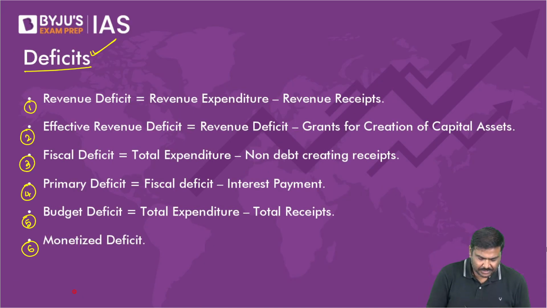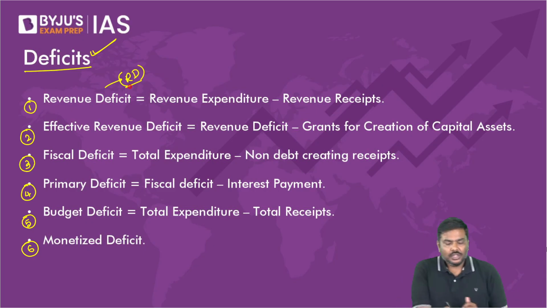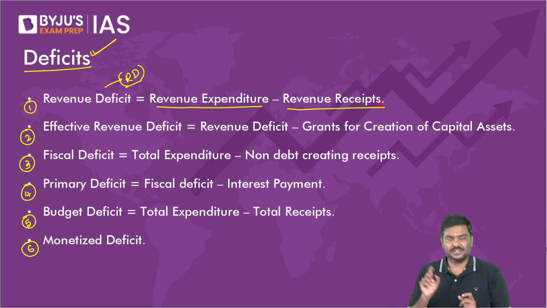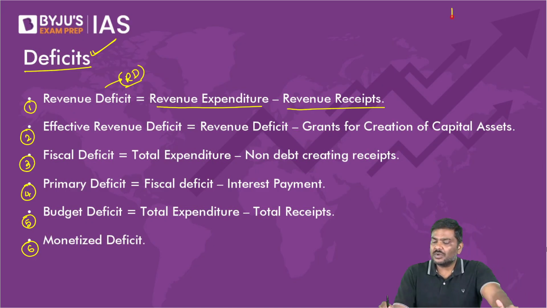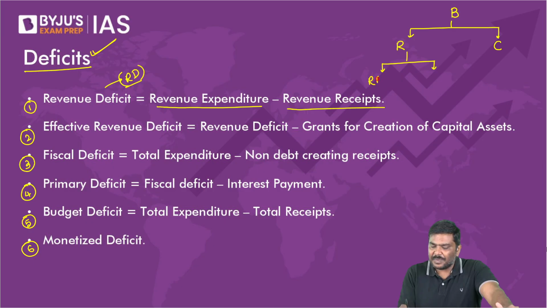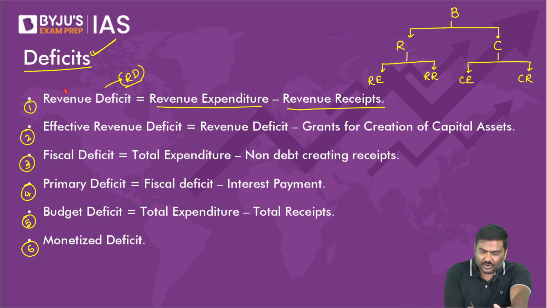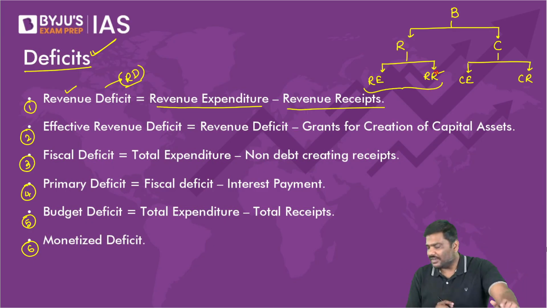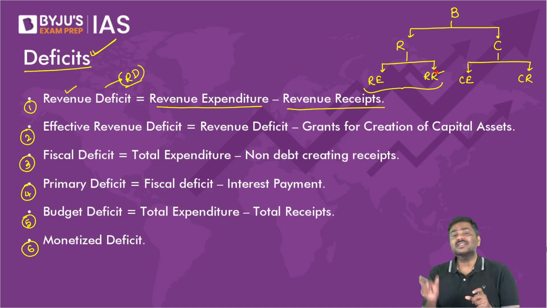The first one is revenue deficit. What is a revenue deficit? Revenue deficit is nothing but the difference between the total revenue expenditure and the revenue receipts. If you remember the earlier picture, the budget is divided into 2 components: the revenue side and the capital side. The revenue side is further divided into revenue expenditure and revenue receipts. Capital is divided into capital expenditure and capital receipts. Revenue deficit is revenue expenditure minus revenue receipts. Whenever revenue expenditure is greater than revenue receipts, it is called a revenue deficit.